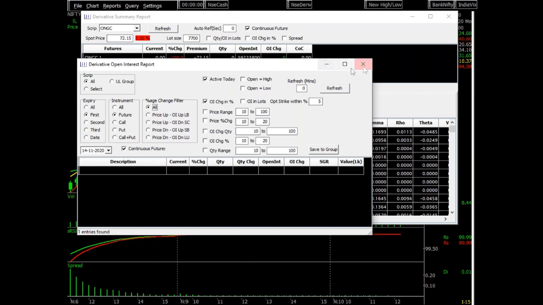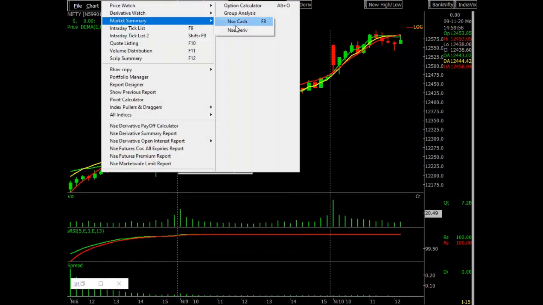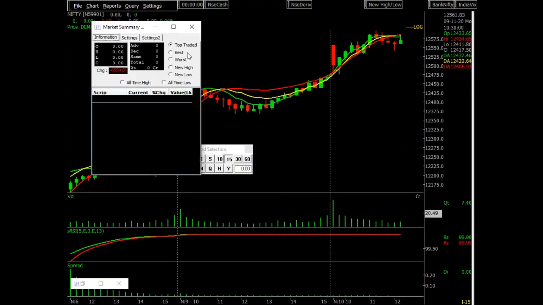So these are the two important tools that you can use, or you can also use the market summary. Now you need to decide what is suitable for you. If you are an intraday trader, these things would definitely help you.